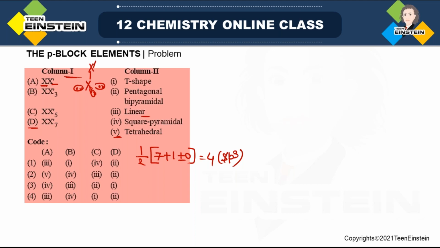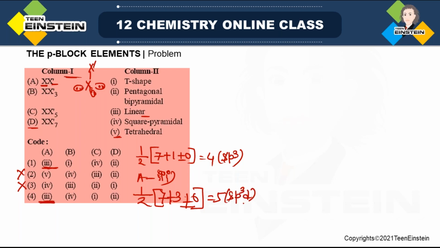So A will be related to 3. Now if A is related to 3, you can easily cancel out these 2 options, because only in options 1 and 4 A is related to 3. So now you are stuck between these 2. Now for the next one, the calculation will be half of 7 plus 3, because 3 X prime, plus minus 0, because there is no charge. Now it is 5, that means sp3d, trigonal bipyramidal. But there are only 3 X prime, so in the rest of the 2 positions there will be lone pairs.